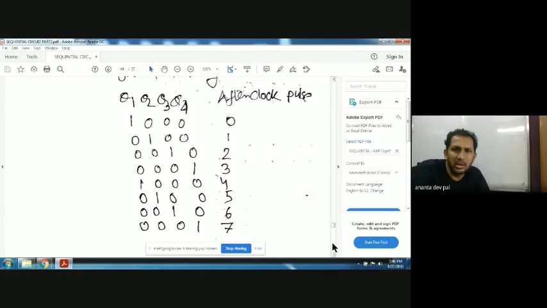Initially it is 1 0 0 0. When the first clock pulse is applied, it becomes 0 1 0 0. With the second pulse, 0 0 1 0, the 1 is shifted. The third pulse moves it again, and with the fourth pulse the 1 moves to the last position, and it continues this way.